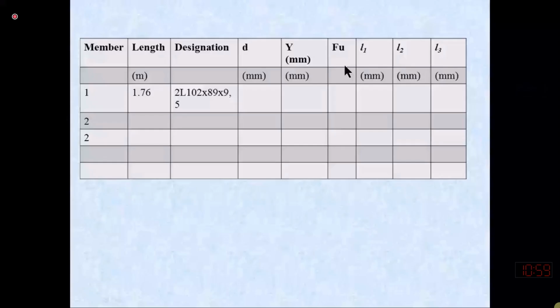And then FU value, design weld force will be different for each member. That is either the factored tensile or compressive force or 50% of the capacity. And accordingly, you are going to determine the L2, L1, and L3 value.